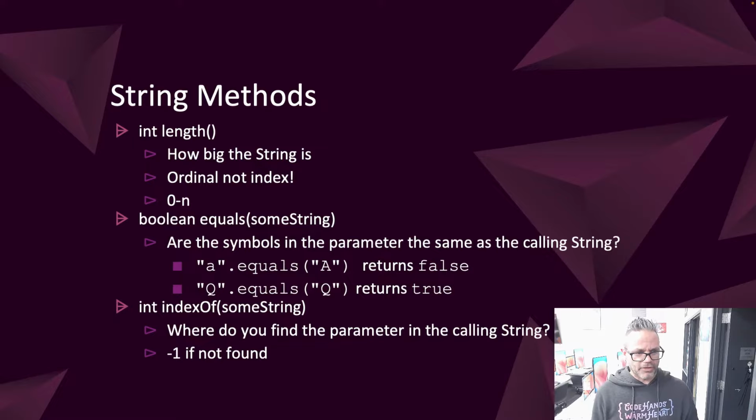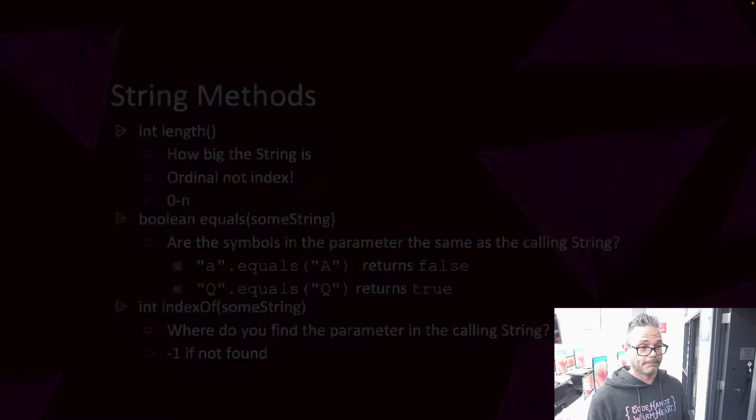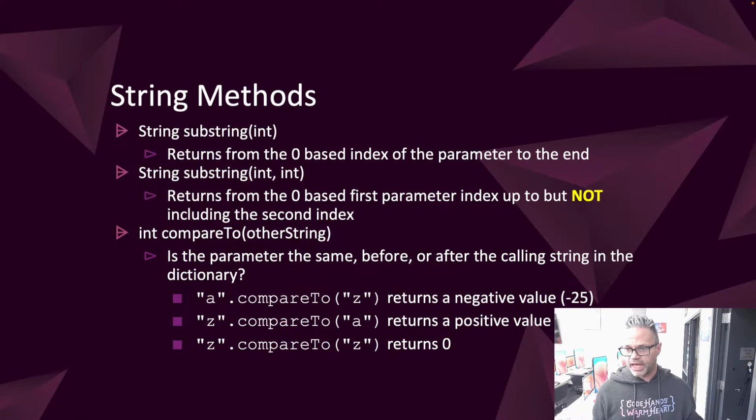The indexOf method takes a string as a parameter and returns where we find it inside the calling string as an int. So where do you find the parameter inside the calling string? If it doesn't find it, it returns -1 because the first possible index is 0. So if it's not found, it's going to give -1 because it's not there. There's a bunch more string methods that we have to know.